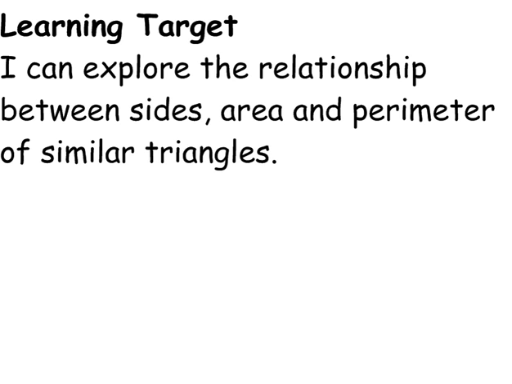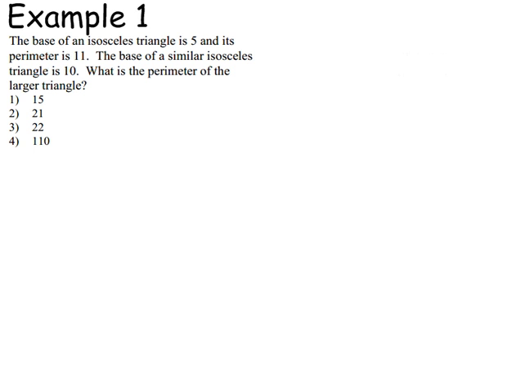Our learning target says I can explore the relationship between sides, area, and perimeter of similar triangles. Let's get to it. Example 1 says the base of an isosceles triangle is 5 and its perimeter is 11. The base of a similar isosceles triangle is 10. What is the perimeter of the larger triangle?